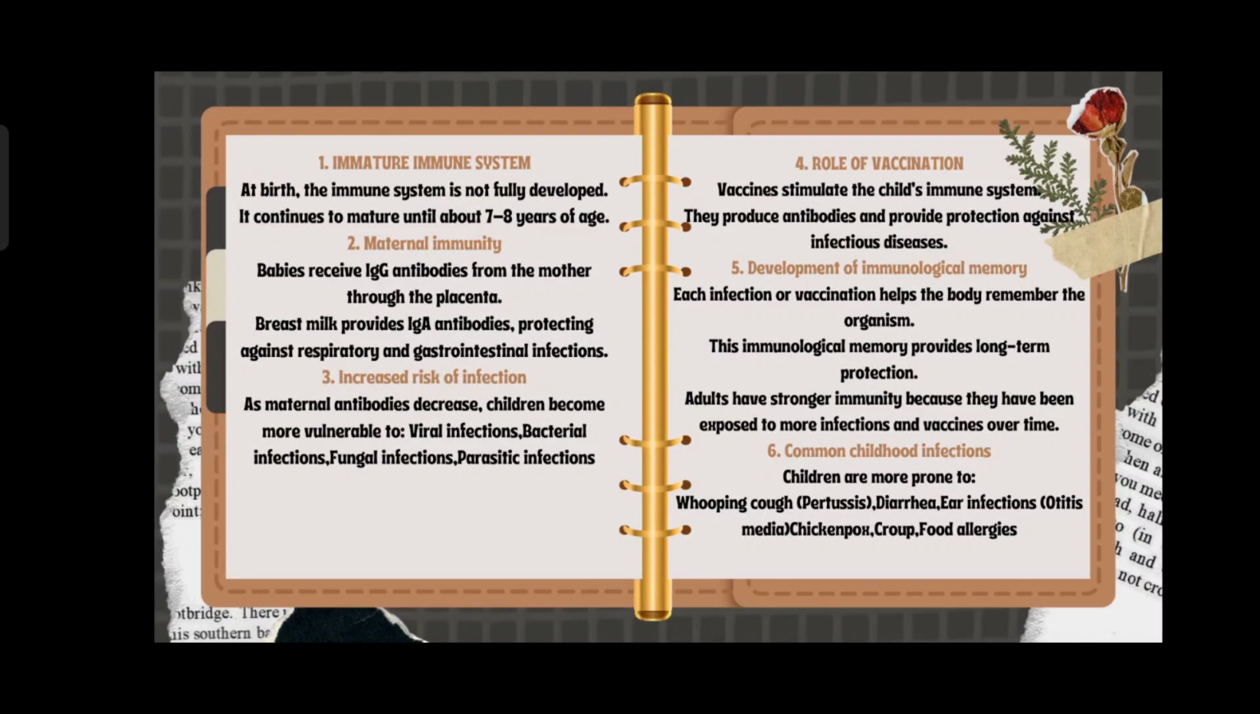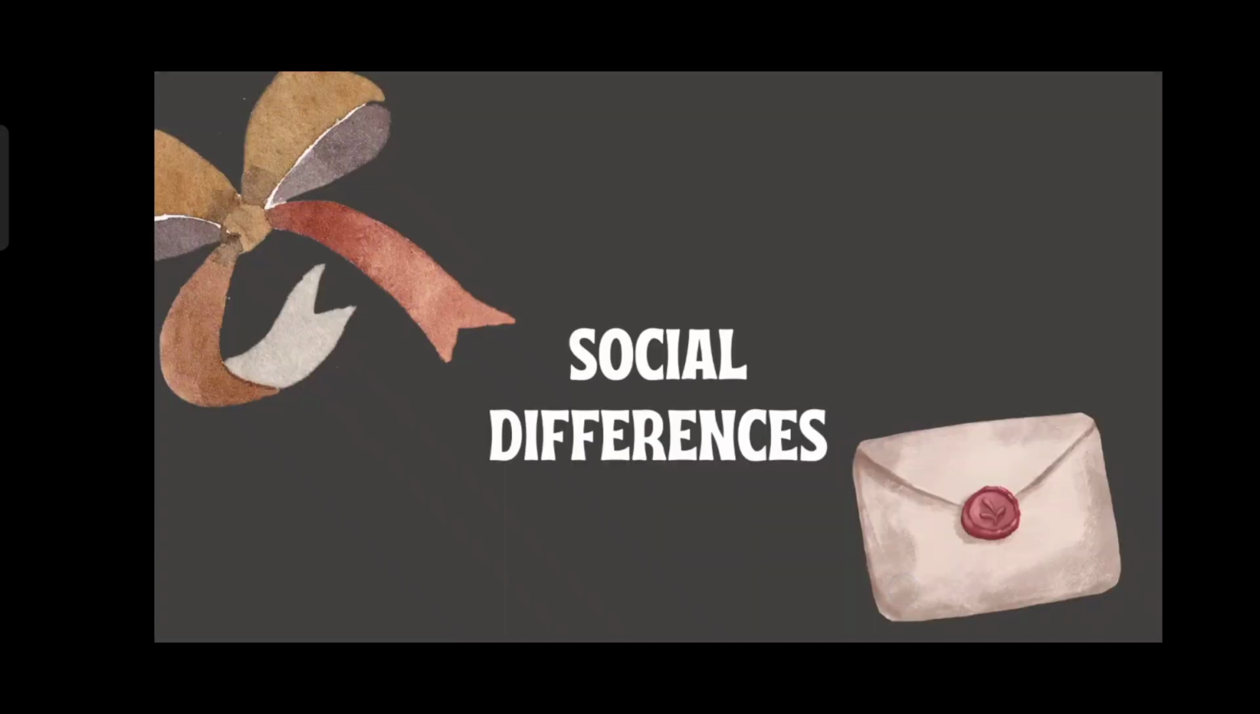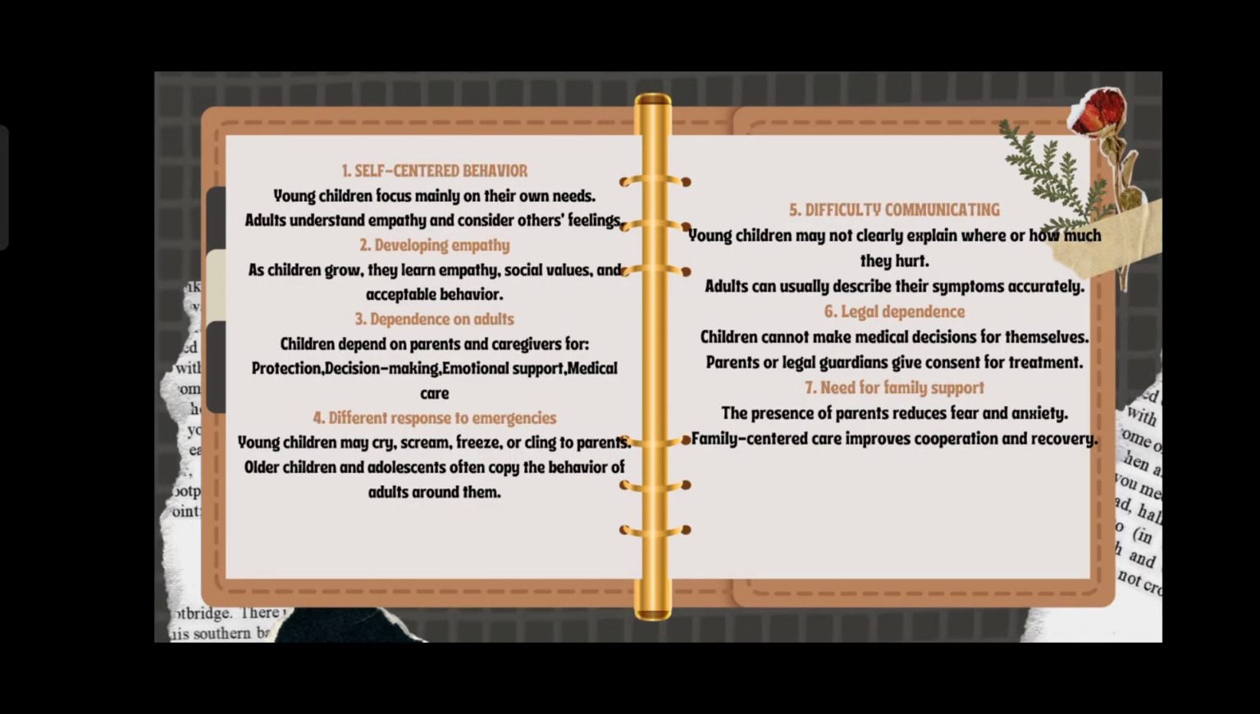Then common childhood infections. Children are more prone to whooping cough or the pertussis or diarrhea, ear infections like otitis media, infection or inflammation in the middle ear, then croup and food allergies. That is about the immunological differences. The last one is the social differences. Under the social differences, the first one is self-centered behavior.